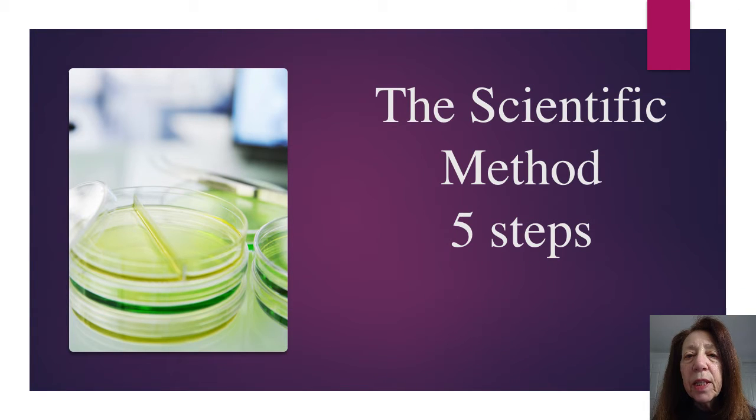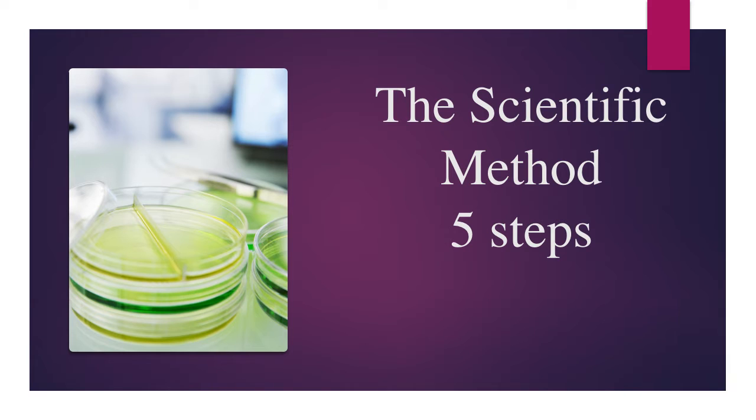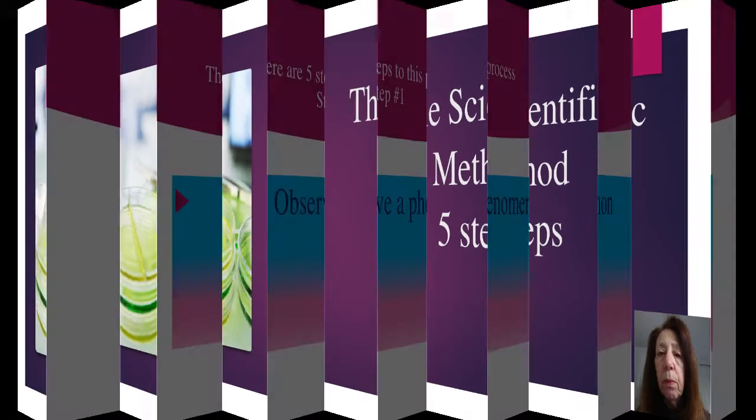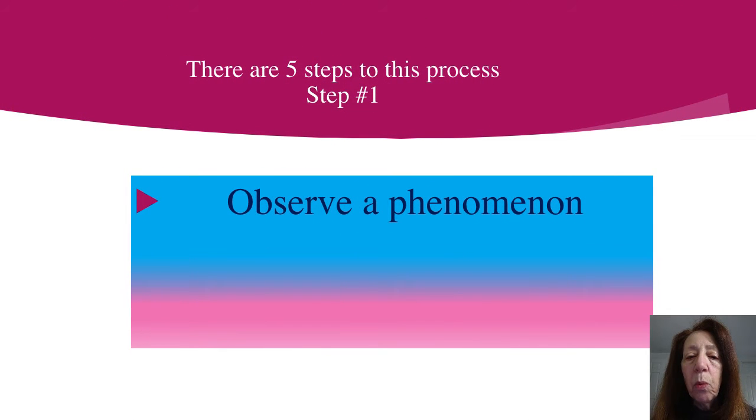There are 5 steps to the scientific method, and we're going to discuss all 5. I'm also going to give you an example of the scientific method in real time, how it was used. Step number 1 is observe a phenomena. This is something that's unique or different.